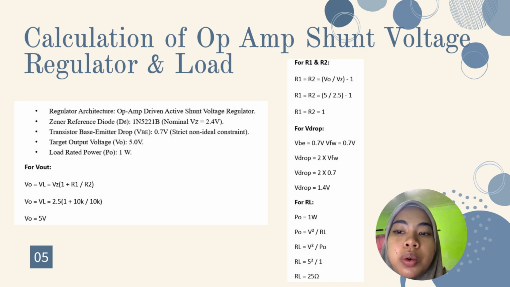Then we calculate the voltage drop across the diode. Each diode has a forward voltage drop of 0.7 volt. Since two diodes conduct at the same time, the total voltage drop is 1.4 volt. Finally, we calculate the load resistance using the formula RL equals V squared divided by power, with an output voltage of 5 volt and a power of 1 watt. The load resistance is 25 ohm. From this calculation, we can confirm that the regulator provides a stable 5 volt output with a 25 ohm load, which meets the design requirement.